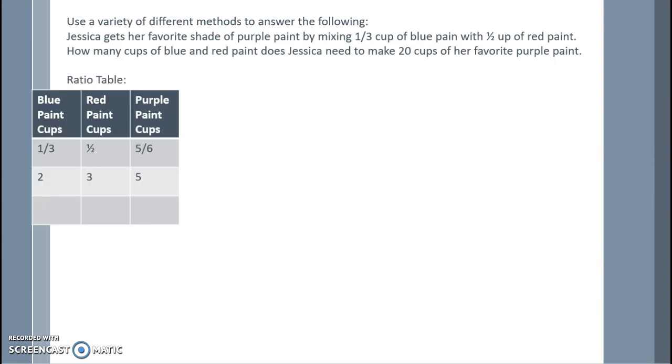So we know that blue paint, we need a 1/3 of a cup. Red paint is a 1/2 of a cup. And altogether then 1/3 plus 1/2 is 5/6 once we find that common denominator to add them together. To get the second line, I multiplied all of them by 6 to try to get whole numbers. So 6 times a 1/3 is 2. A 1/2 goes into 6 3 times, and then 5/6 goes into 6 5 times.